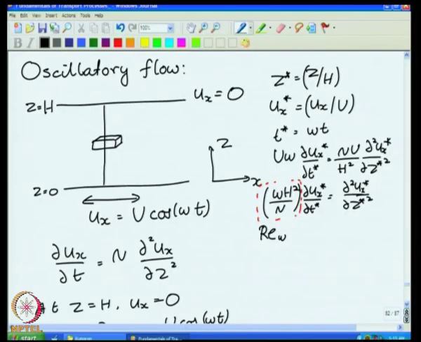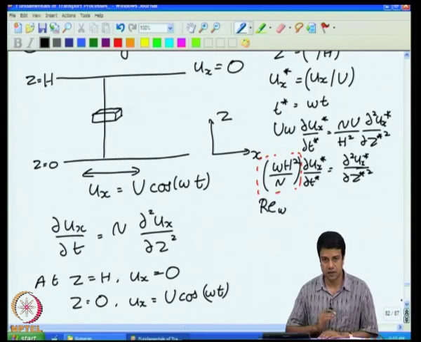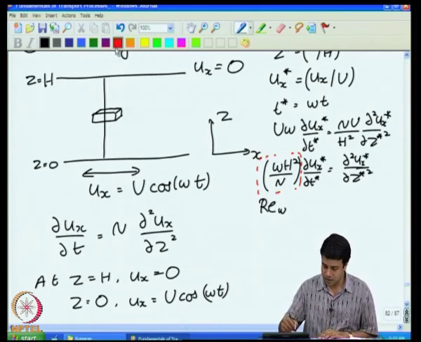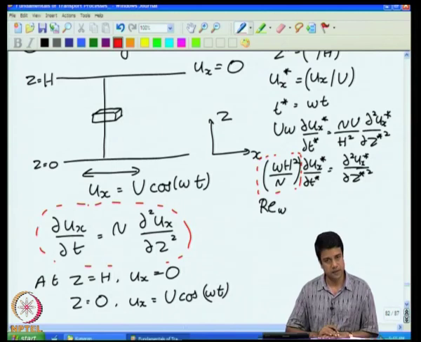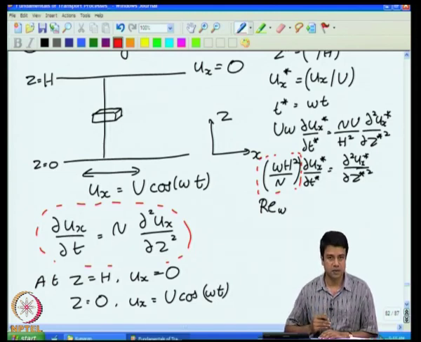The momentum conservation equation was identical to what we had for all other cases. There is no source or sink. So, we had this momentum conservation equation, where nu was the kinematic viscosity. The boundary conditions were that velocity is 0 at the top plate, velocity is sinusoidal at the bottom plate with a very well defined frequency.